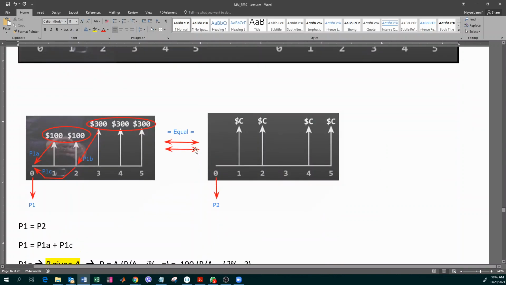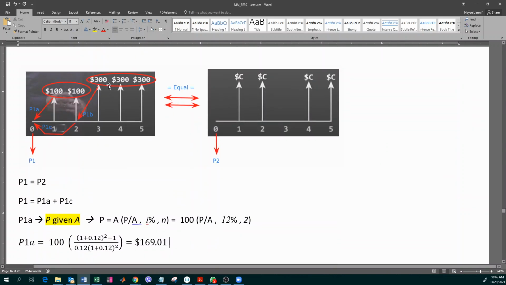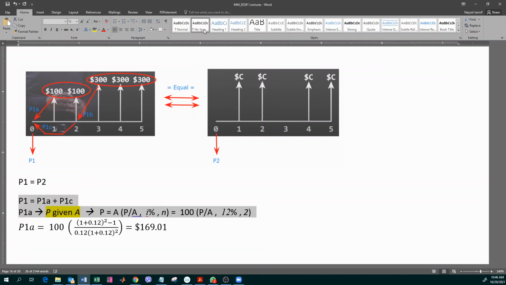Now, let's look at P1B. What is P1B? We take these 3 batches of $300, and then we roll it back to this point, right? Remember, whenever we use this P given A formula, I want you to note this down in your exercise book.